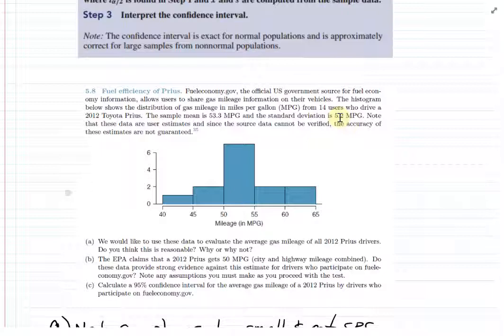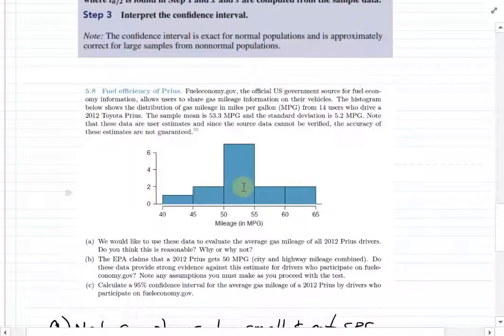Now, there is a note here. It says, note that these data are user estimates, and since the source data cannot be verified, the accuracy of these estimates is not guaranteed. Okay, so you can kind of see pretty much a normal distribution. Now, we don't know again how this sample was drawn.